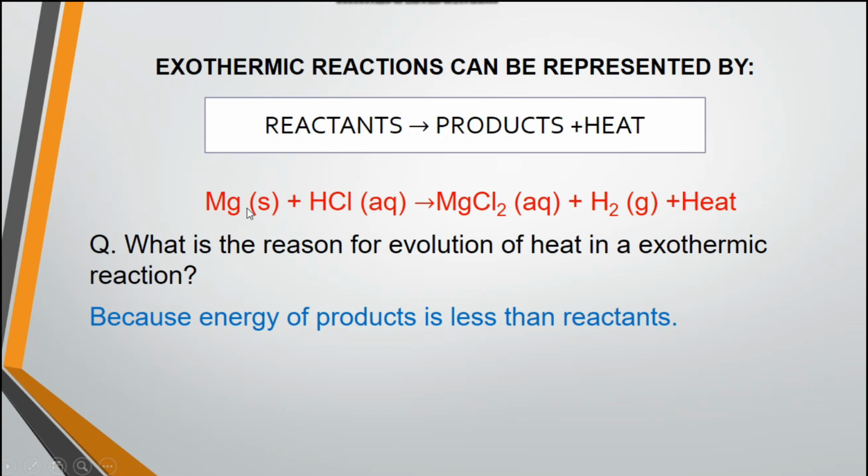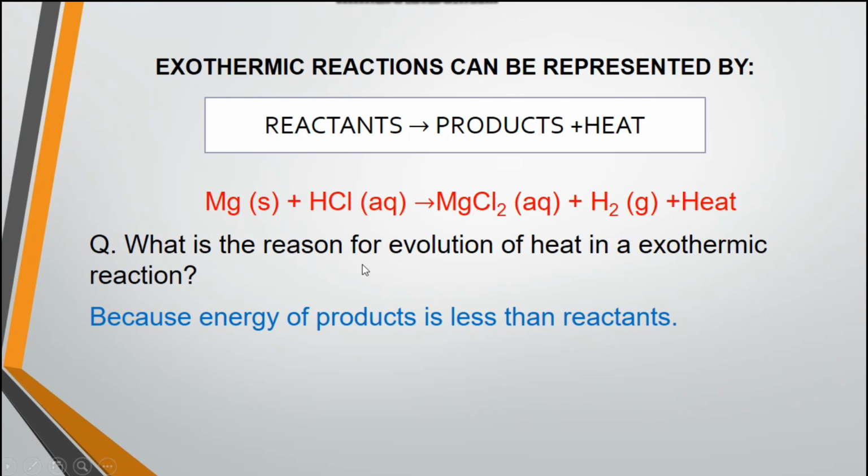This is the example. Magnesium and hydrochloric acid are reacting, and it is producing the salt magnesium chloride, and it is giving out the gas hydrogen. Here the energy of this magnesium and hydrochloric acid is greater than the magnesium chloride and the hydrogen gas.